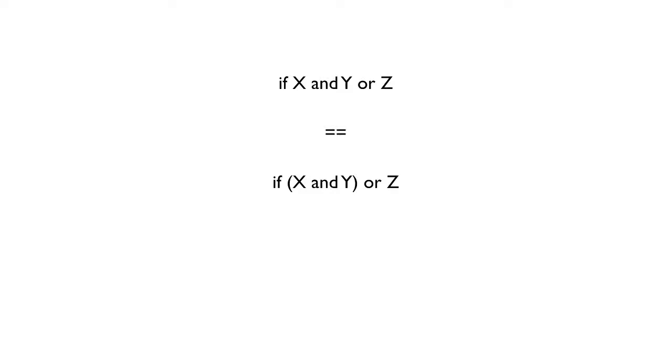That is, a statement such as the following, if x and y or z, is equivalent to if (x and y) or z. If you want to perform the OR operation before the AND operation, use parentheses like this, if x and (y or z). As a side note, the NOT operator, which wasn't demonstrated here, has the highest precedence of all.